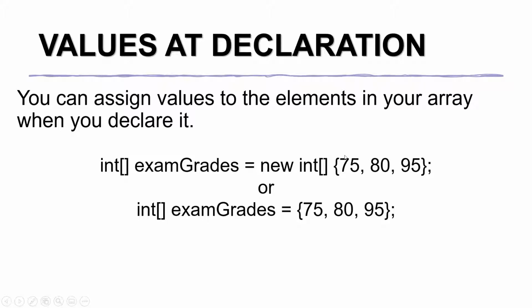So if you do plan to give it values at declaration, note that the size of your array is going to be how many elements you put in there. So you can do it like this. You can also just say int, square brackets, the name is equal to, and then in your curly braces, all of the values. But again, this is going to create a 3-element array, and you won't be able to change that number after this line of code.